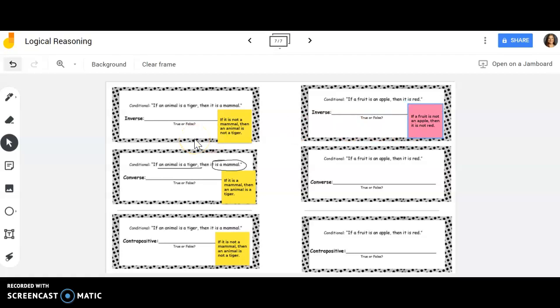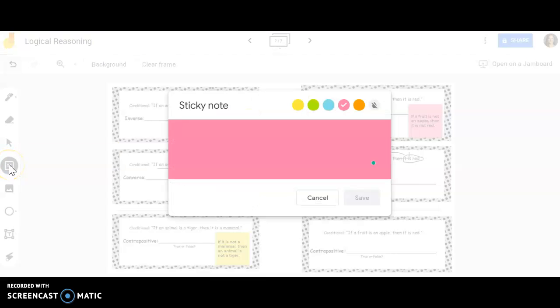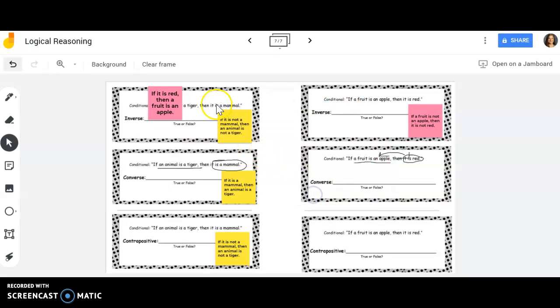Okay, the converse. I underline my hypothesis and circle my conclusion, and these two just switch places. So, if it is red, then a fruit is an apple. So those just switch places.